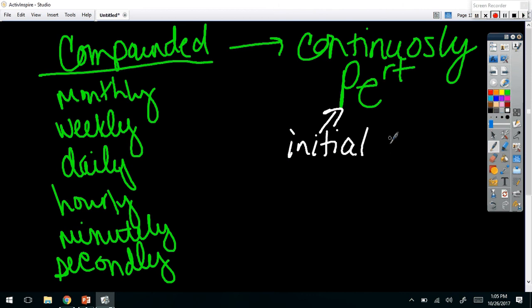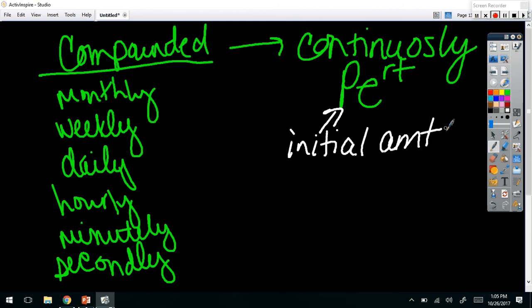Wasn't it fair? It's just always been PERT. I don't know. PERT and Ernie. That looks like a name. PERT's the shampoo. What's the second word? Initial. PERT plus. AMT. Initial amount.